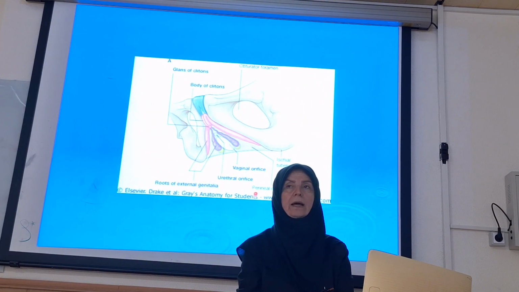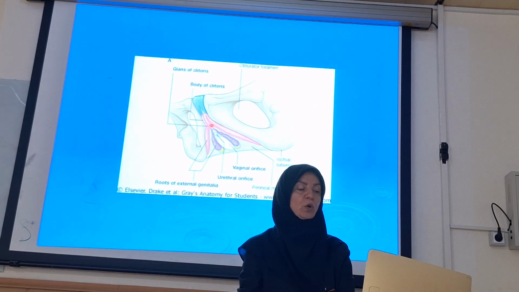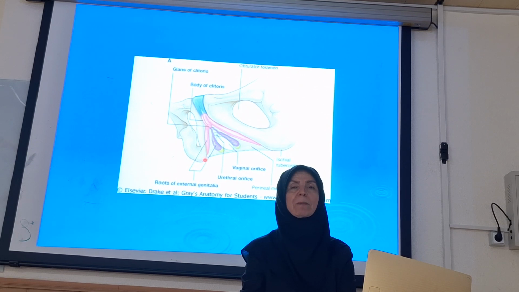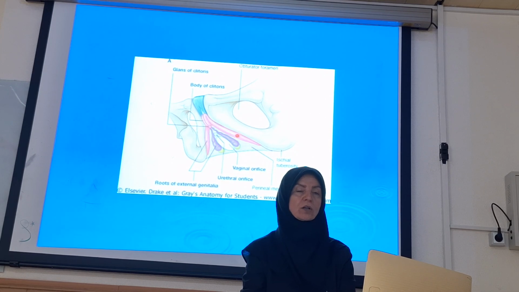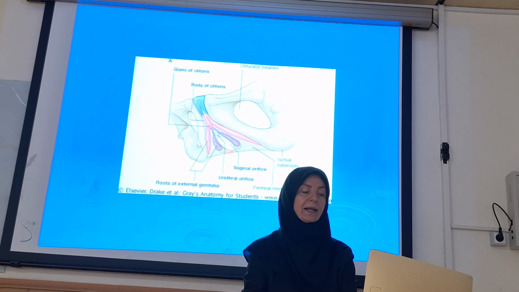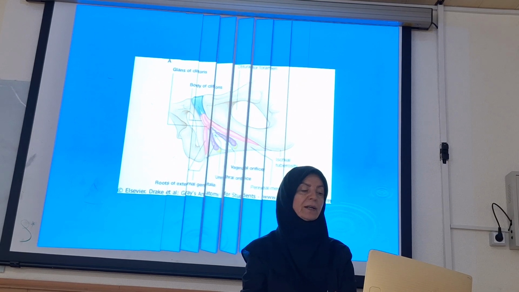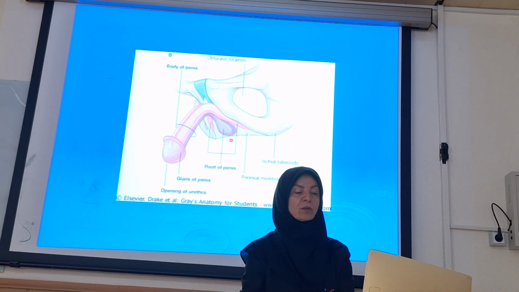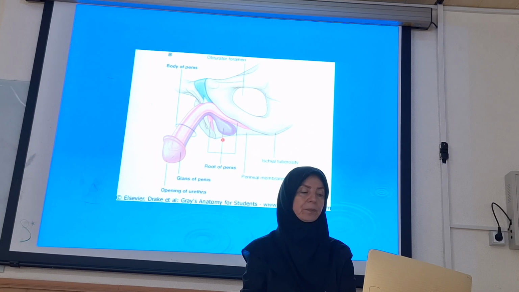Now, here, you are going to look at the urogenital triangle in the female sex. In the perineum, in the female sex, we are going to speak about all of these structures. Look at the anterior triangle or urogenital triangle in the female sex, compared to this picture, the anterior triangle or urogenital triangle in the male sex. All of the structures are different. This is the bulb of the penis.